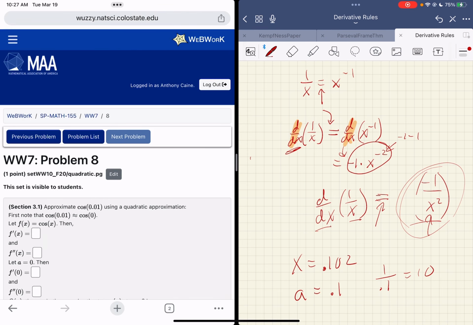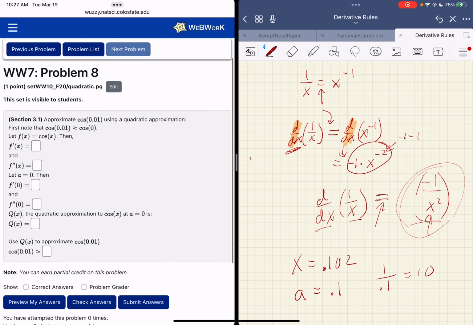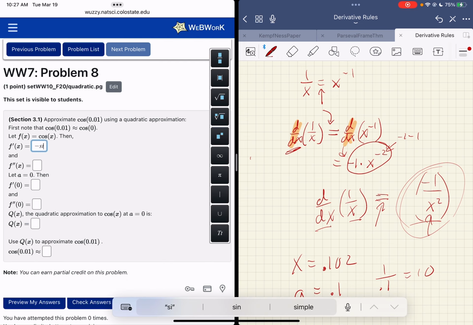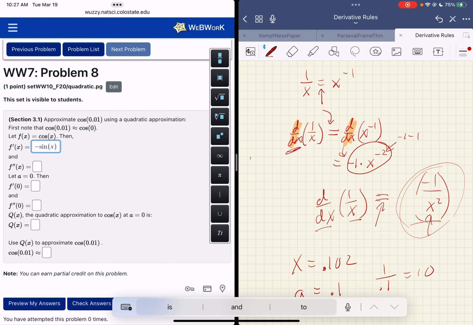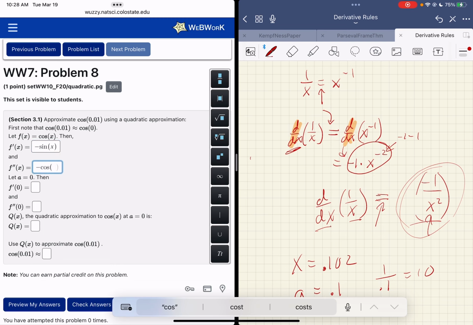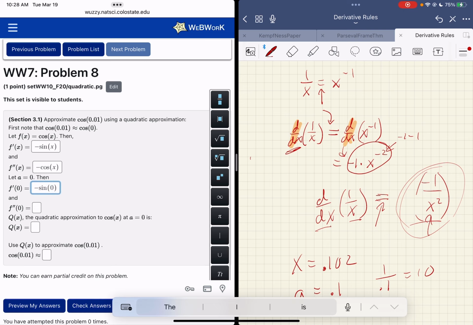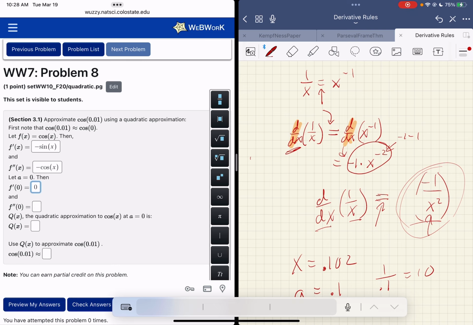Sweet. Last problem. All right, so if we have cosine, its derivative is minus sine of x. And if we take a derivative again, the derivative of sine is cosine, and the minus sign just comes along for the ride. All right, f prime at 0. Well, you could write minus sine at 0. You'll get full credit, but sine of 0 is 0. So, boom. F double prime at 0: cosine of 0 is 1, so we get -1. I'm just plugging 0 in here.